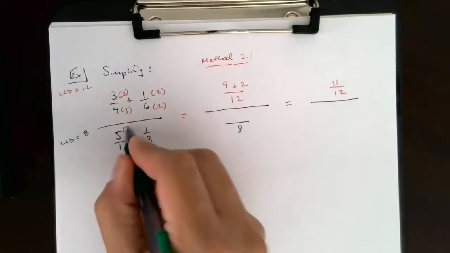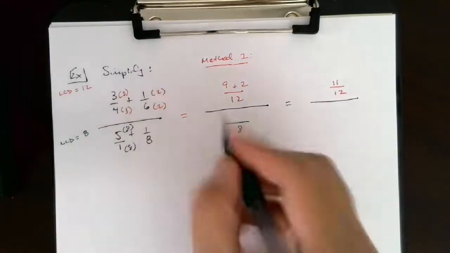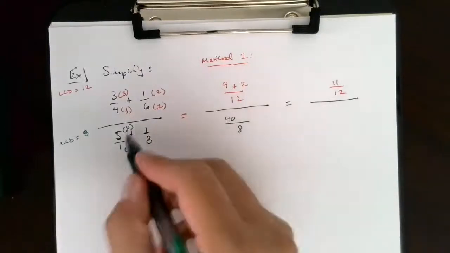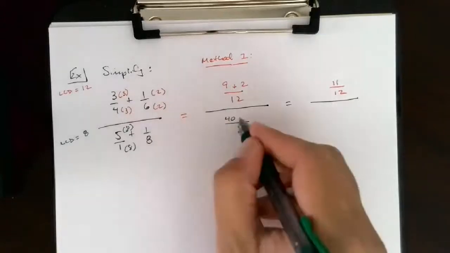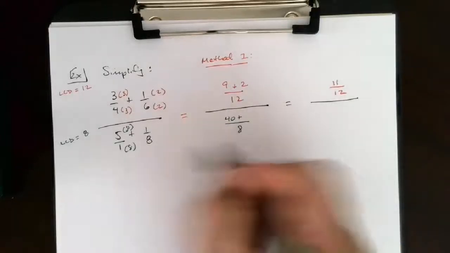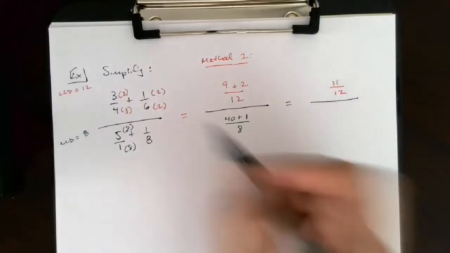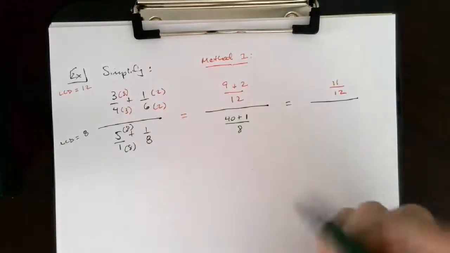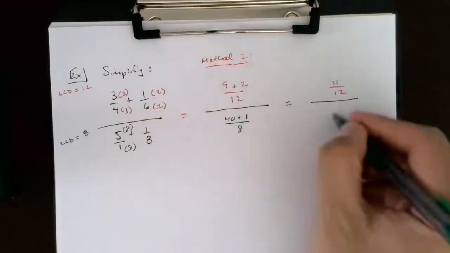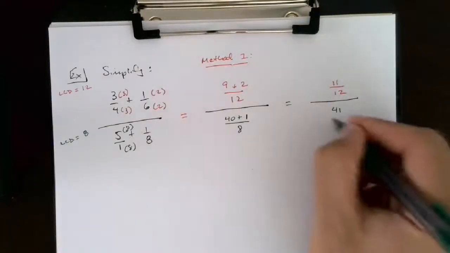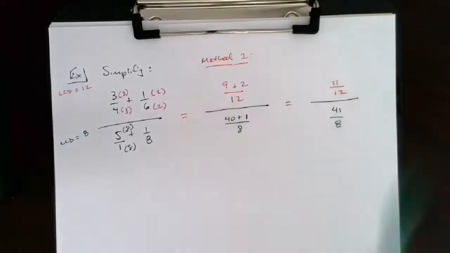Whatever I do in the denominator, I should do in the numerator. 5 times 8 will give me 40. So that's rewriting the first fraction. Plus 1/8. Well, 8 times 1 just gets you 8, so 1 times 1 just gives you 1. So it didn't have to be changed for the second one because you already had the common denominator. So this ends up being 41, right? 40 plus 1 is 41 over 8.